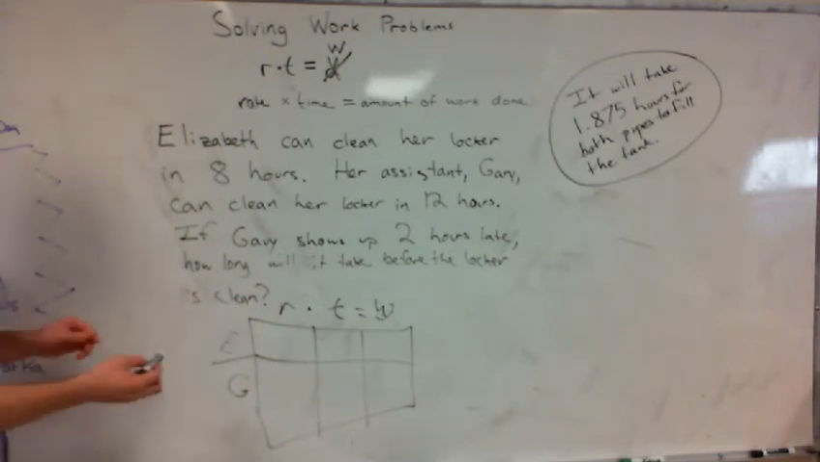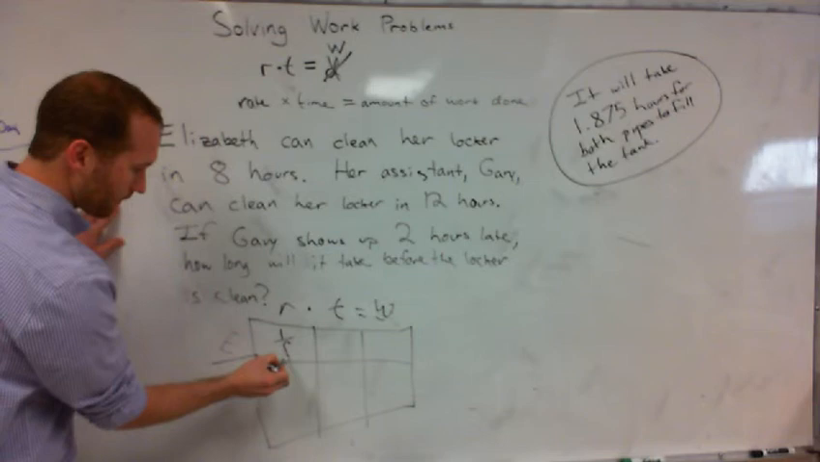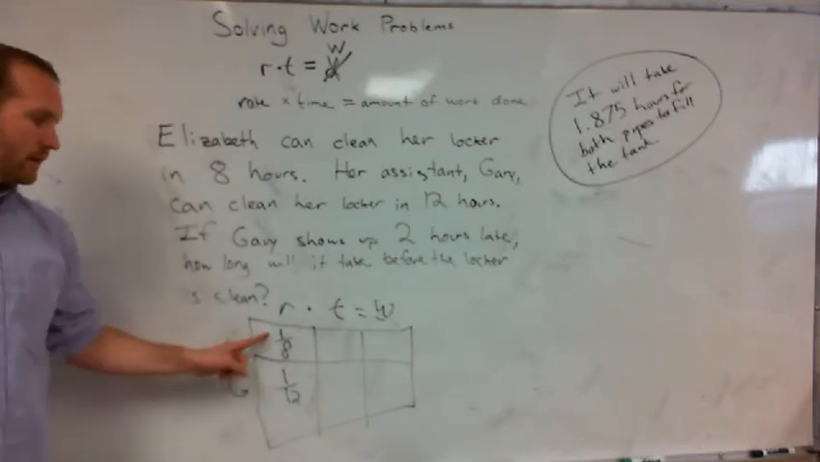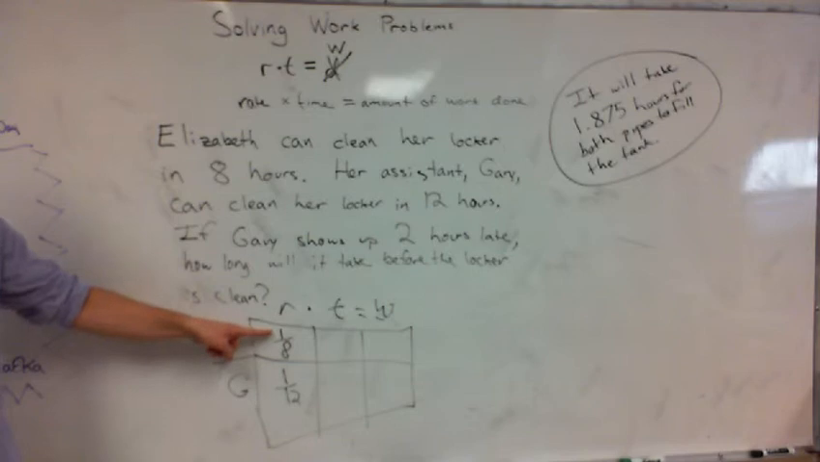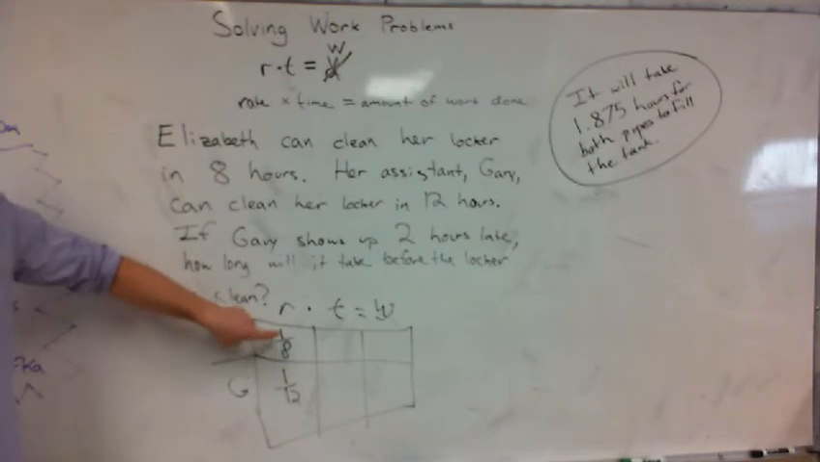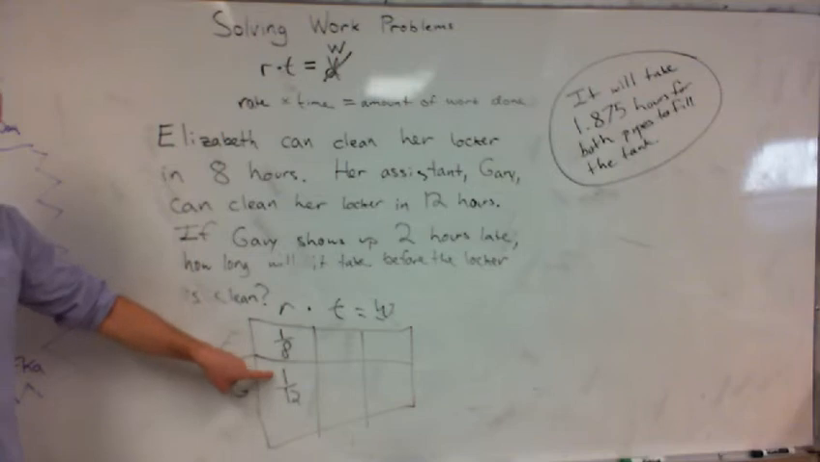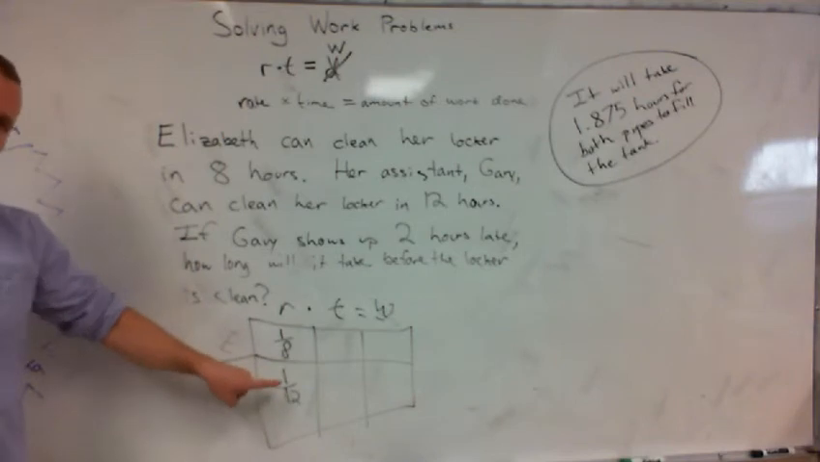Clayton: 1 over 8 and 1 over 12? Good. So just like the last problem, in 8 hours she can clean one locker. In other words, her rate is cleaning one locker per 8 hours, 1 per 8 hours. And Gary can clean one locker in 12 hours.